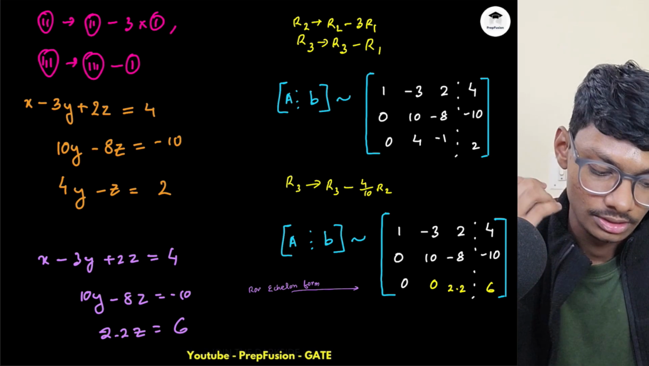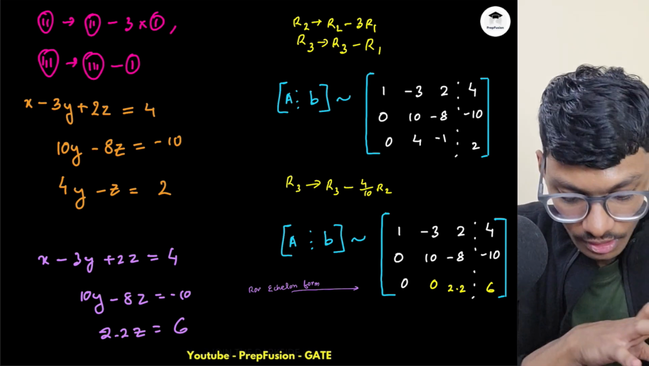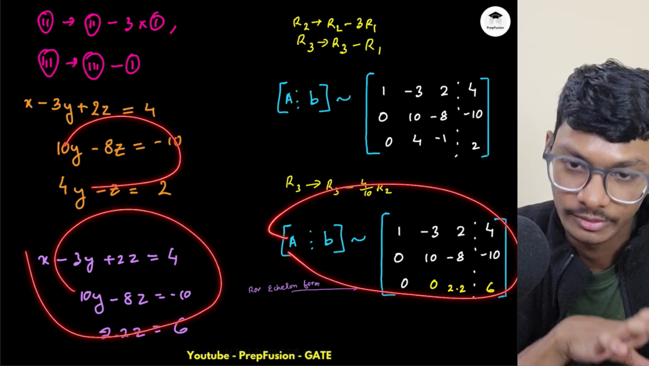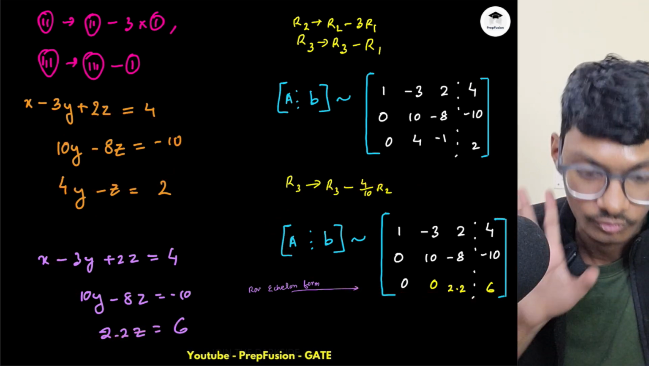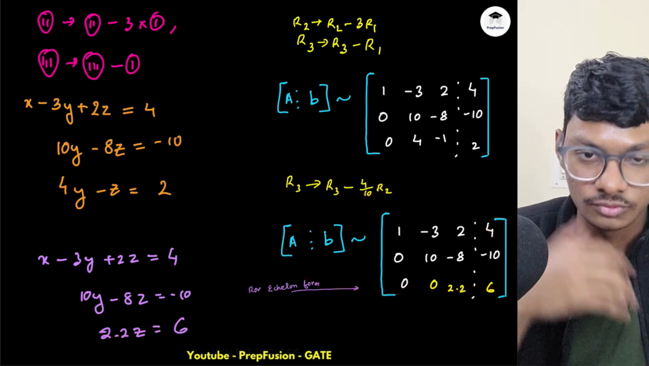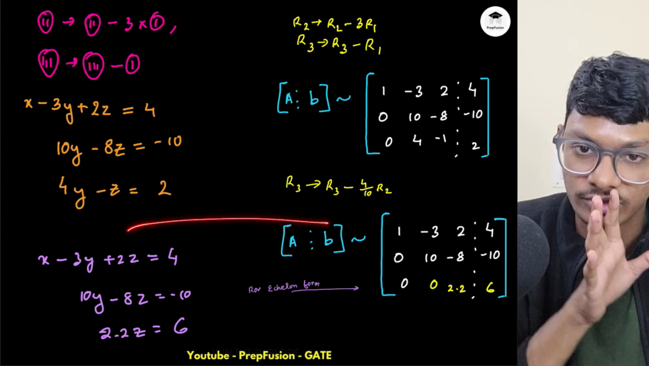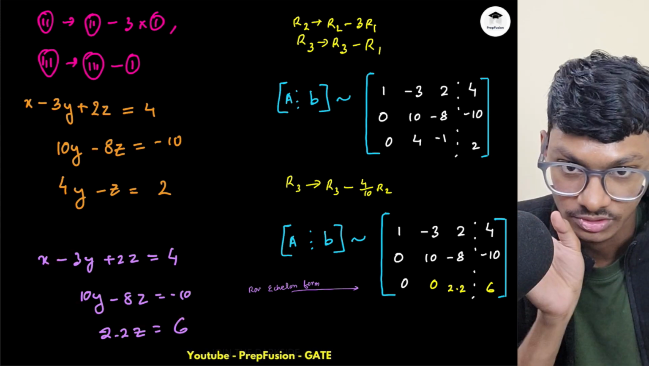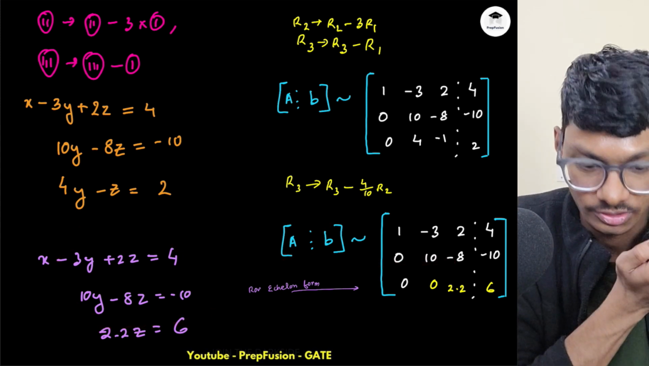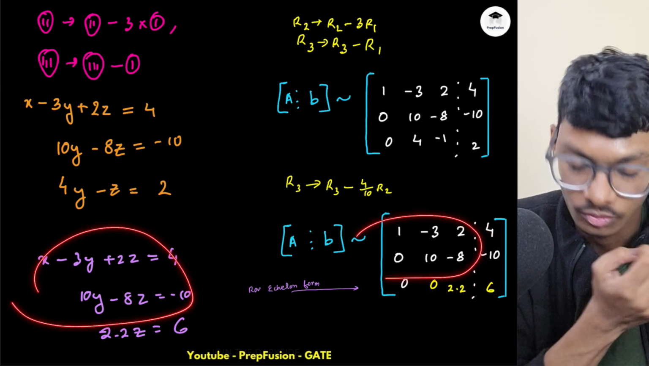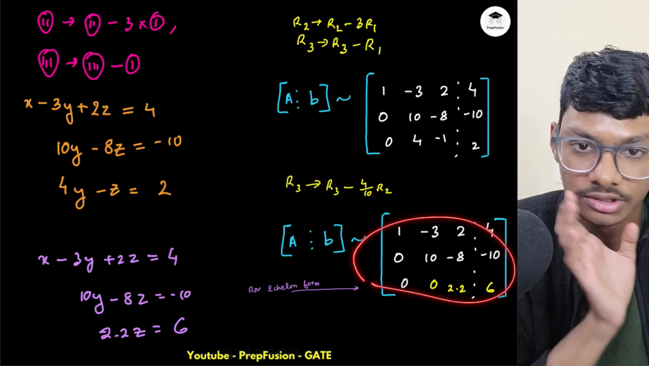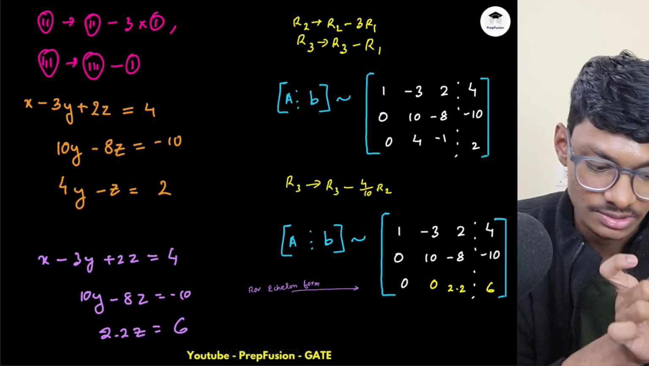Okay, but in the matrix format. Now we'll do it in the matrix format. I showed you in the equation format what we used to do previously. Now we'll do the same thing in the matrix format. So for the first example, I just gave you the analogy of what is happening in the actual set of equations and what we're doing in matrix format. So it is simpler to write it in matrix format. We don't need to write x, y, z every time. That's why we use the matrix format to systematically solve this.